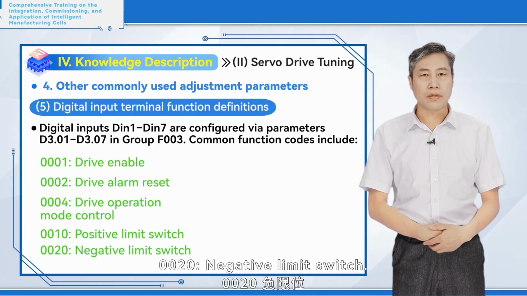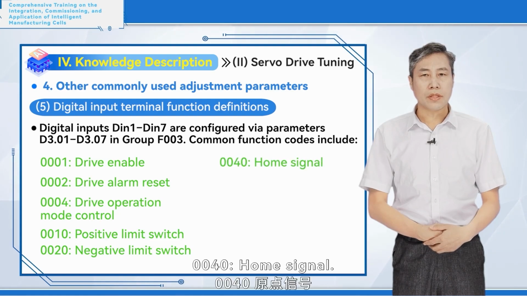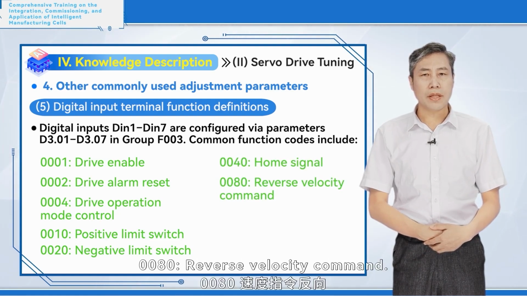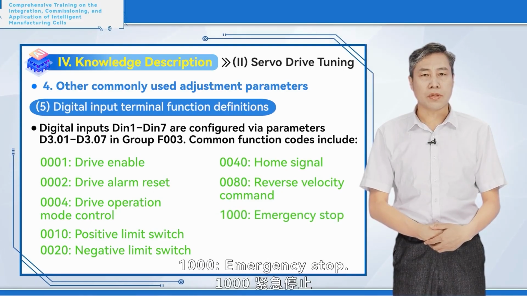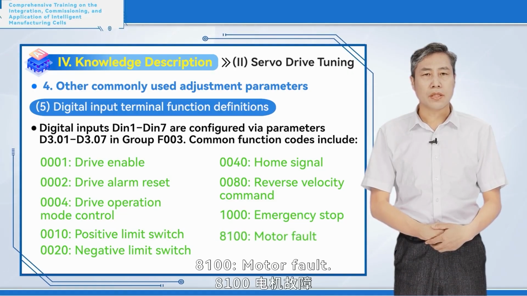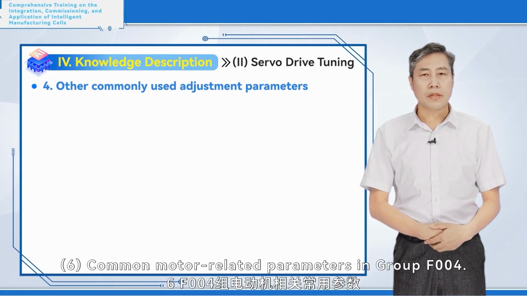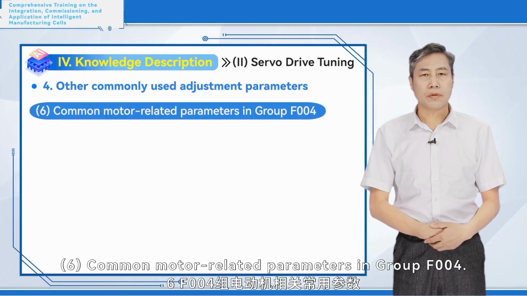0020, negative limit switch, 0040, home signal, 0080, reverse velocity command, 1000, emergency stop, 8100, motor fault. 6. Common motor-related parameters in group F004.